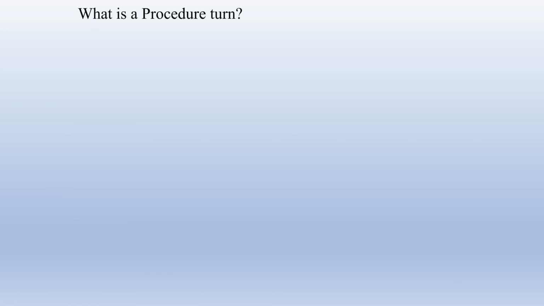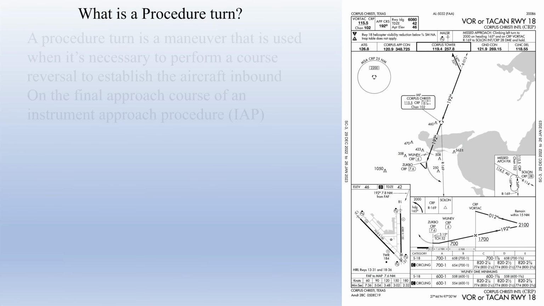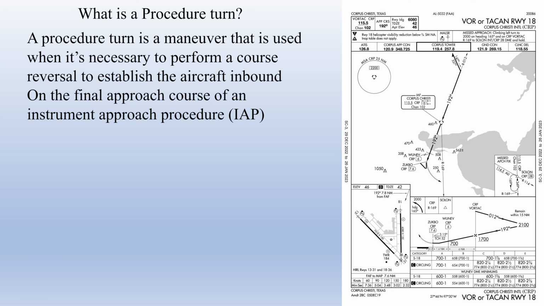So what is a procedure turn? A procedure turn is a maneuver that's used when it's necessary to perform a course reversal to establish the aircraft inbound on the final approach course of an instrument approach procedure. In fact, in many non-US countries, it's actually just called a course reversal instead of a procedure turn.